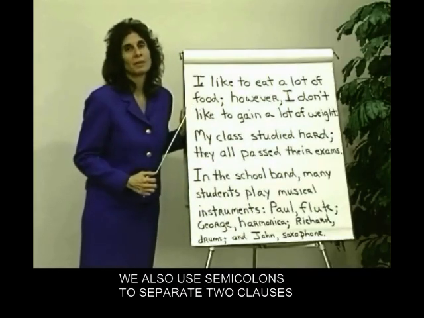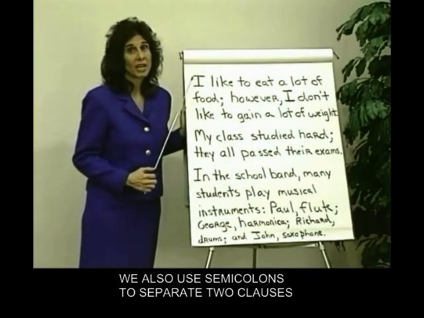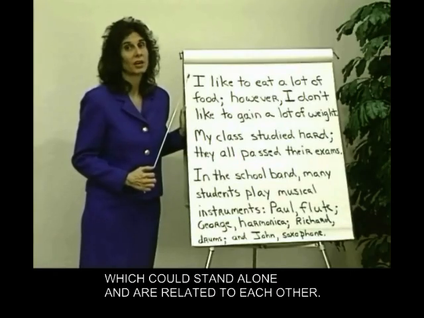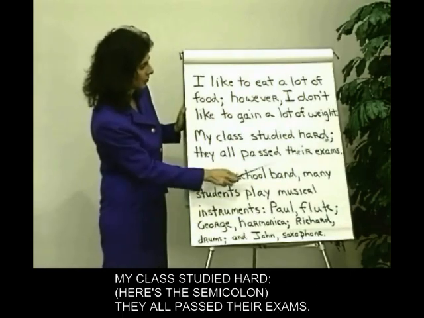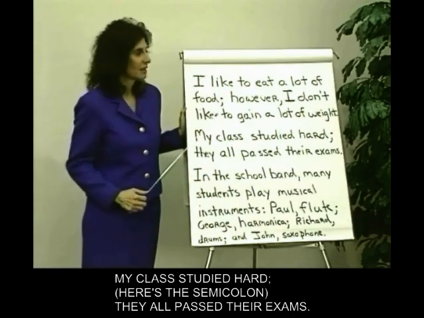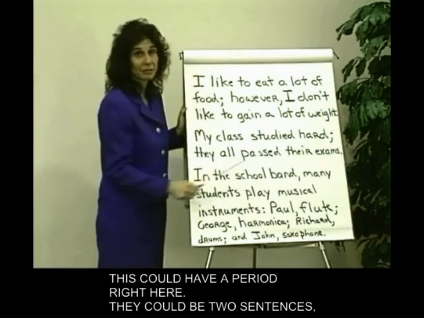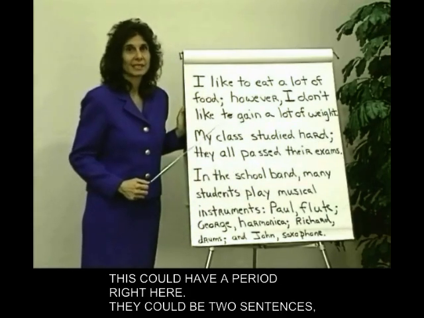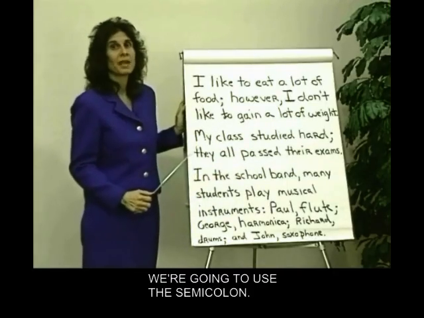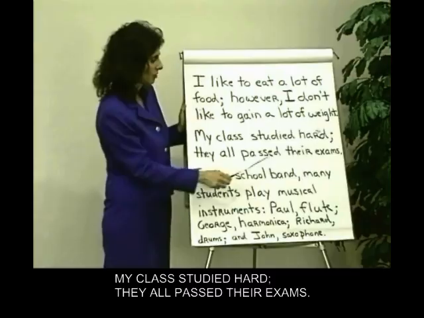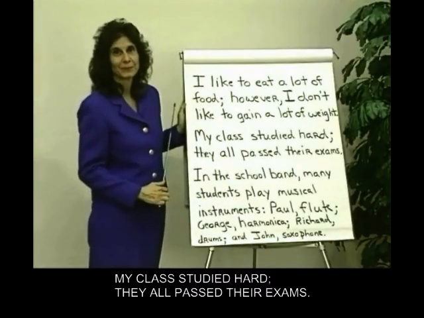We also use semicolons to separate two phrases which could stand alone and are related to each other. My class studied hard. Here's the semicolon. They all passed their exams. This could have a period right here. There could be two sentences, but because they relate to each other and I want to keep them together, we're going to use the semicolon. My class studied hard, semicolon. They all passed their exams.